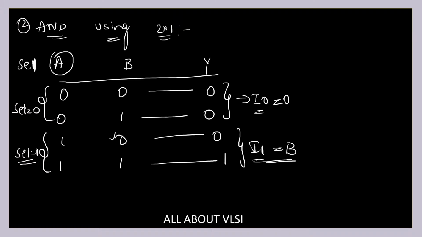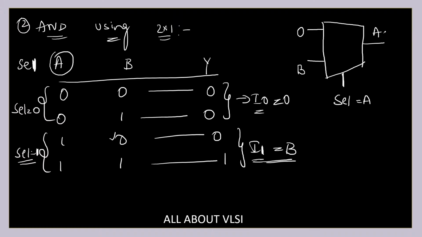That's it. So you have select line is equal to A, and I0 is equal to 0, I1 is equal to B. So I'm going to take a simple 2 cross 1 multiplexer over here, and I'm going to connect select line equal to A, I0 equal to 0, and I1 equal to B, and here I'm going to get A dot B.